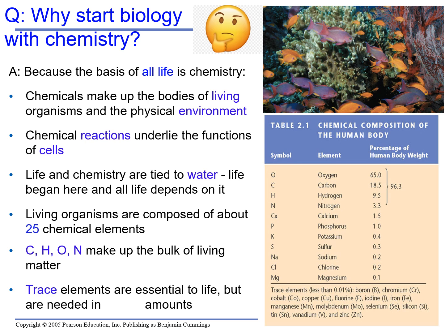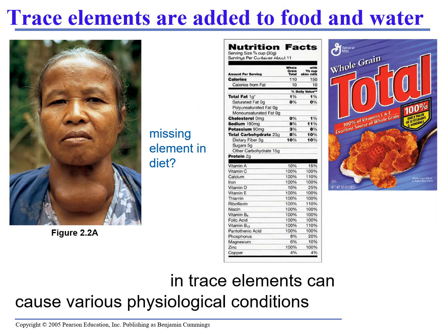Trace elements are essential to life but are needed in minute amounts. So, trace elements are added to food and water to make sure we have a supplement of those. Right here, you can see that the cereal has iron added to it. Iron is a trace element, but we need to get some of it. We also see other trace elements like zinc, and there are many other examples in the nutrition facts.